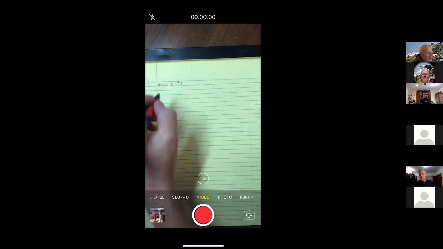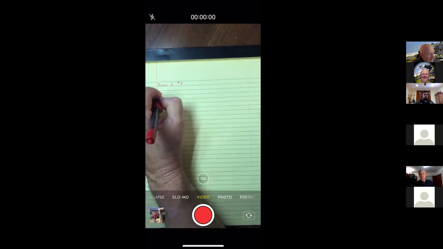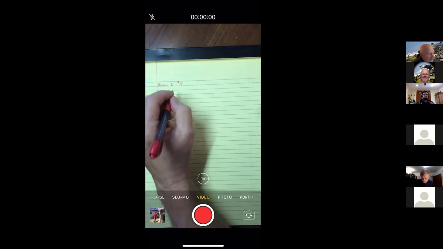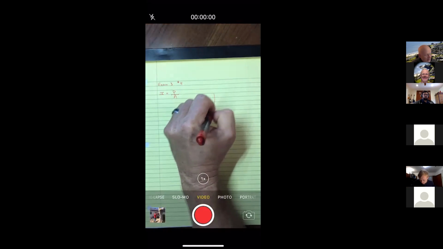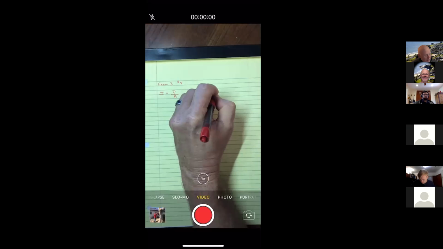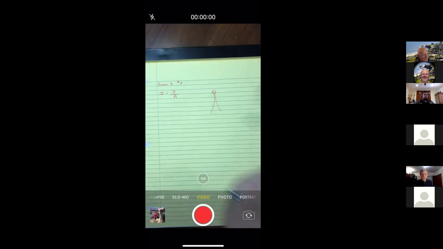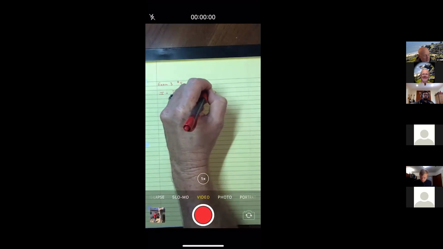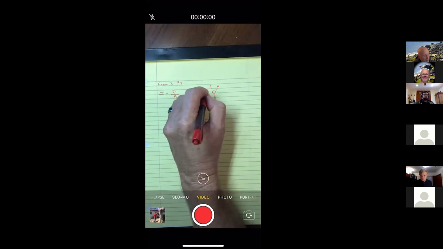Okay, so let me start with the idea of the intensity. The intensity is defined as the power per area. And so if you've got this like radio transmitter, so here's the transmitting tower, and it sends out these, in this case, radio waves.